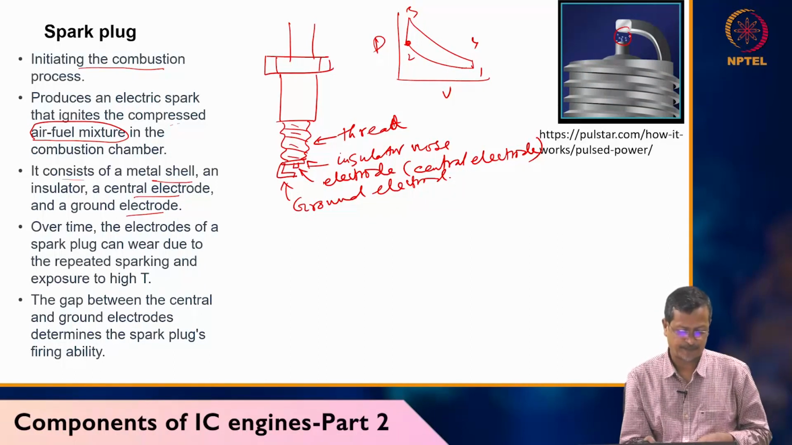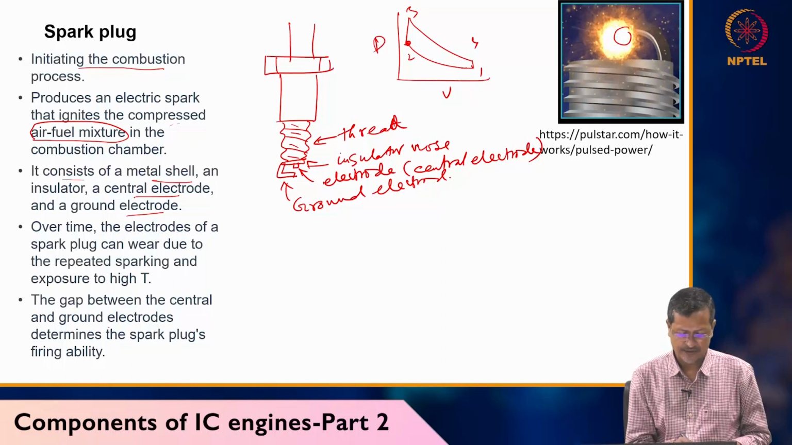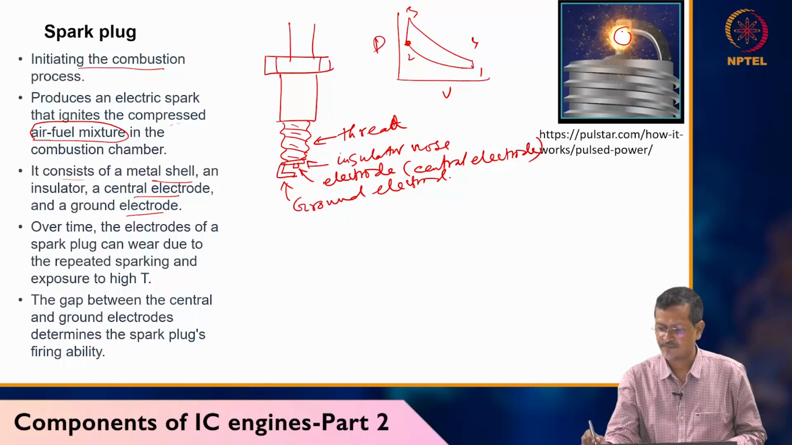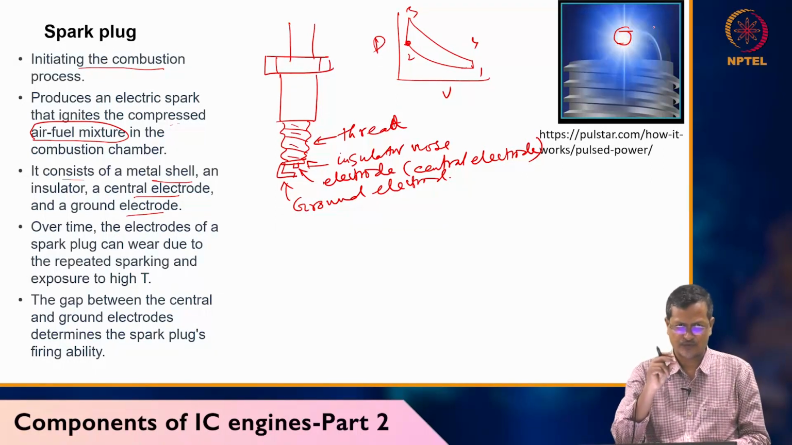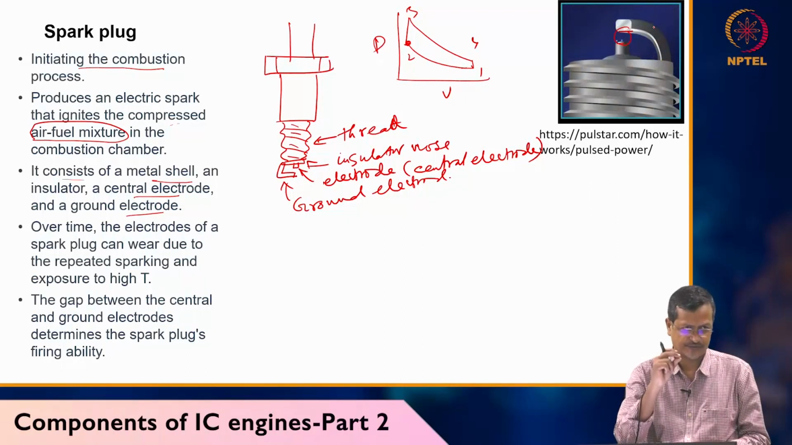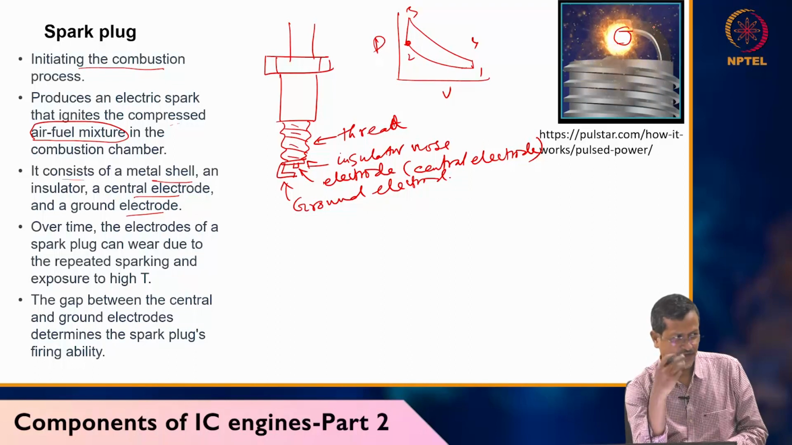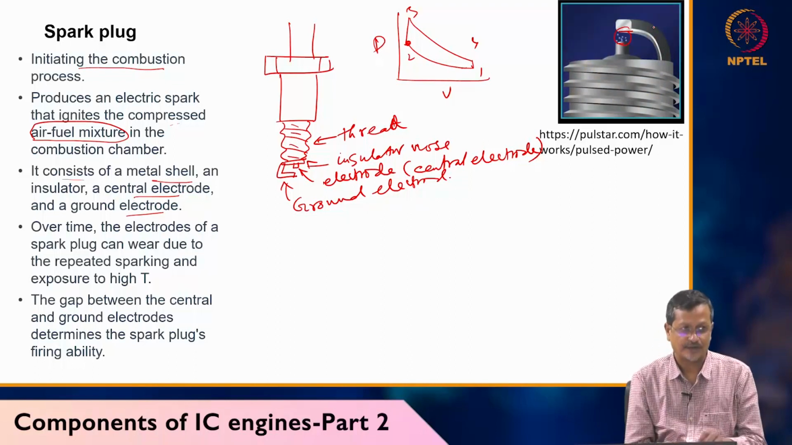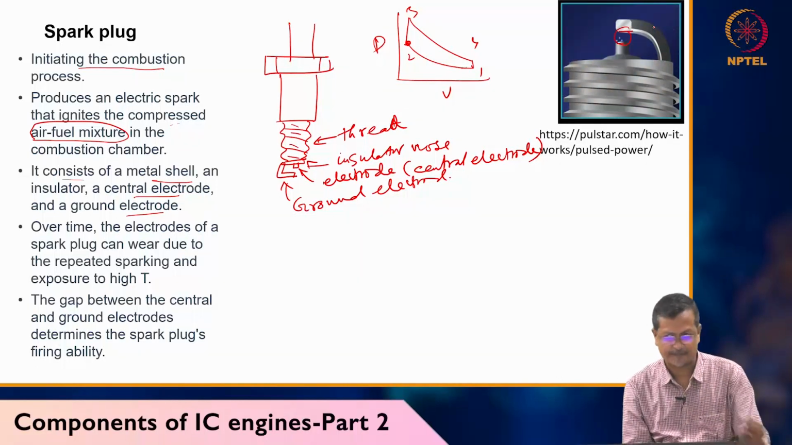Then the whole cylinder, whatever fluid is inside, the mixture of air and fuel, will be burned. Over time the electrode of a spark plug can wear due to repeated sparking and exposure to high temperature. The gap between the central and ground electrode determines the spark plug's firing ability. You cannot keep this gap as you like; keep it within about 0.6 millimeter to 1 or 2 millimeter maximum. Then you create a very high energy spark that helps initiate combustion. It is not required during the whole combustion, only for initiation.